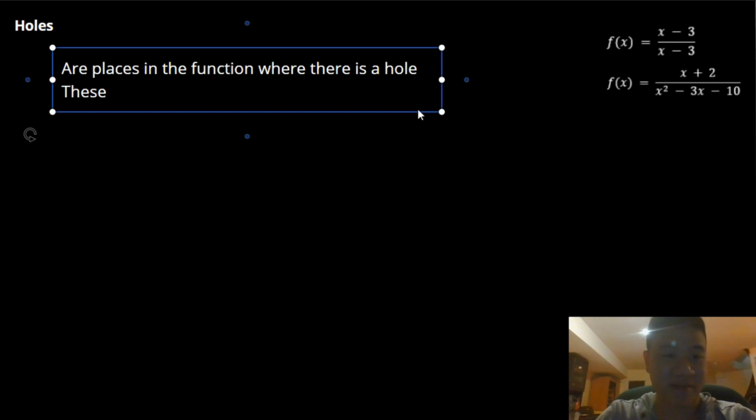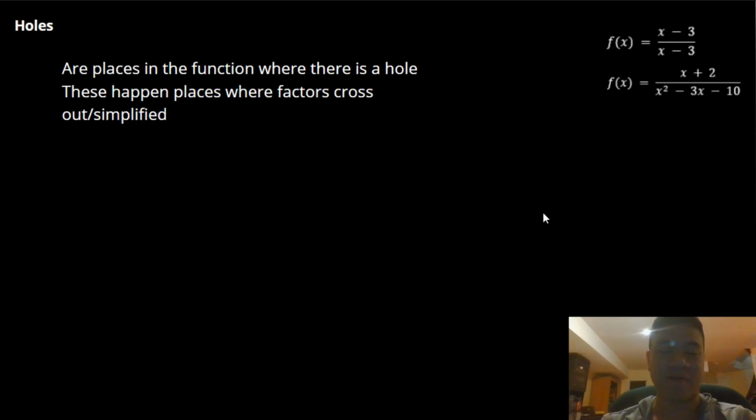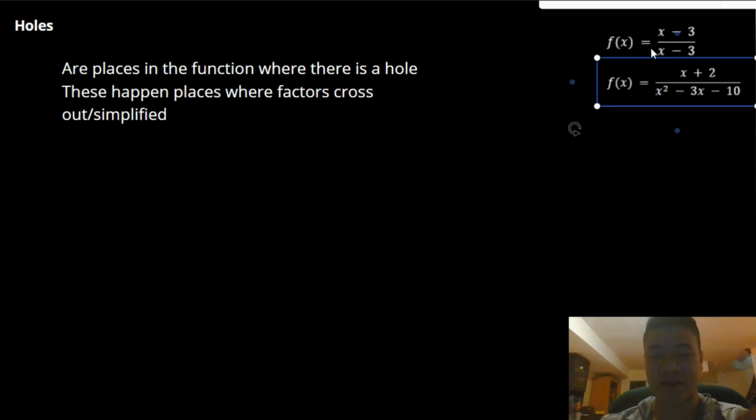These happen in your rational functions at places where factors cross out or simplify, and we'll find out what that means in a second. We can find out where the holes are in your rational functions if we're able to cross out or simplify things from the numerator and the denominator, and the holes are going to happen at the factors we cross out. Over here we have a couple of functions that are going to have holes.